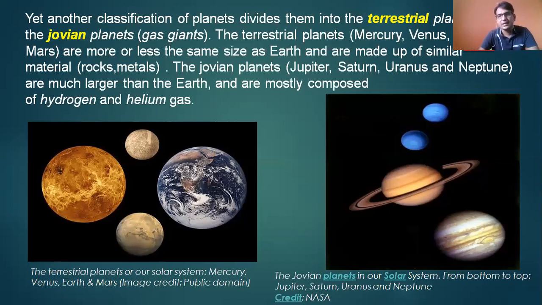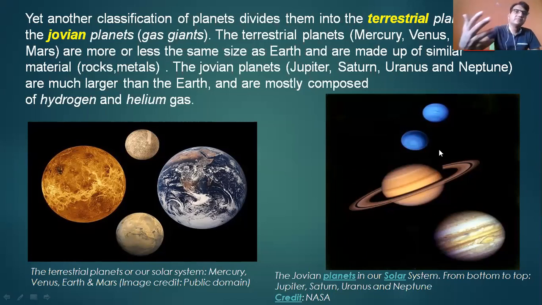There is also another classification of the planets: the terrestrial planets and the Jovian planets. The terrestrial planets, which are Mercury, Venus, Earth and Mars, are more or less the same size as Earth and are made of similar rock material. That is why they are called terrestrial planets: they contain rocks and metals. In other words, they are called the rocky planets.